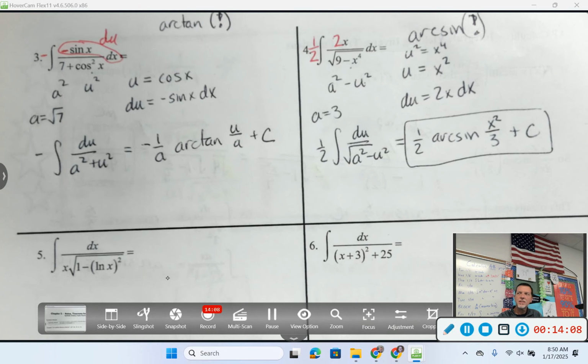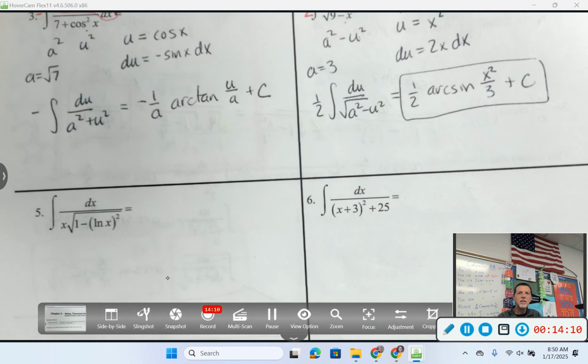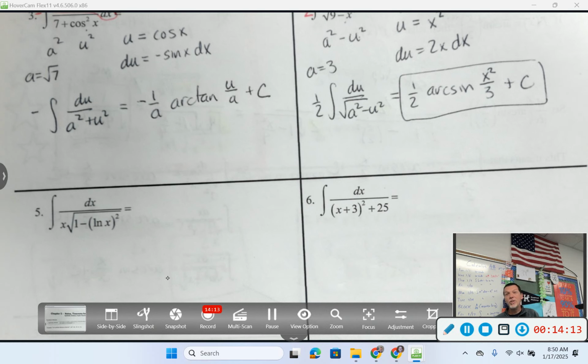Questions? So yes, you're not going to get an answer of arcsecant. I can ask you for the derivative of arcsecant, so be careful, but you're not going to get an answer of arcsecant. So that means they're all arcsine and arctangent.